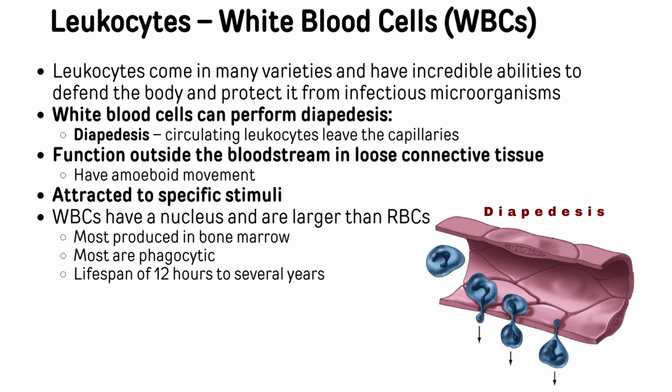Now, all red blood cells and all white blood cells, even all platelets, are produced in the bone marrow. All cells come from the bone marrow. But white blood cells are the only complete cell. They have a nucleus, they have mitochondria, they have other organelles, and they're much larger than red blood cells. Now, most are phagocytic, and they have a lifespan that differs, some 12 hours, some several years, because there is such a thing as a memory white blood cell.